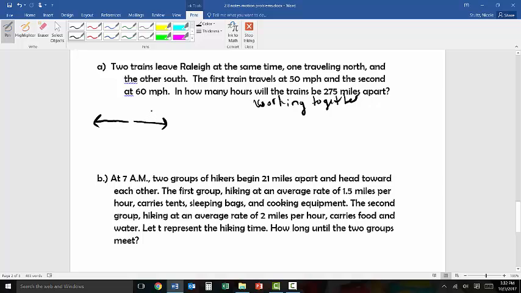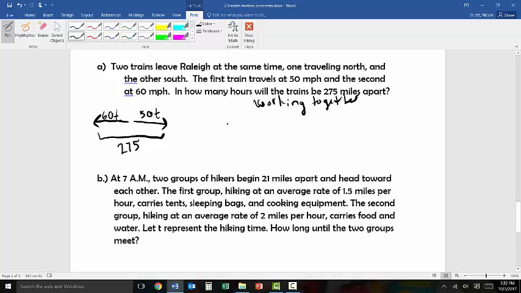So the first train is going to go 50 miles per hour. We don't know how long it's going to be traveling, so we just write t. And the second train is going 60 miles per hour, and it's going to be traveling for the same amount of time because they're working together to get a certain distance. So we want to know how many hours do they each need to go in order for our mileage to be 275.